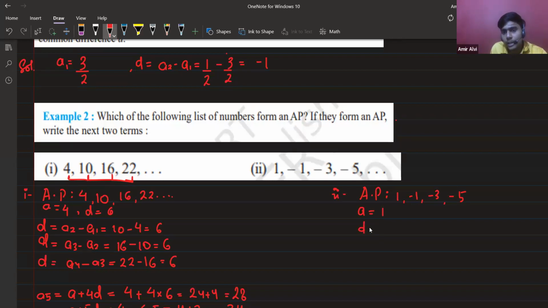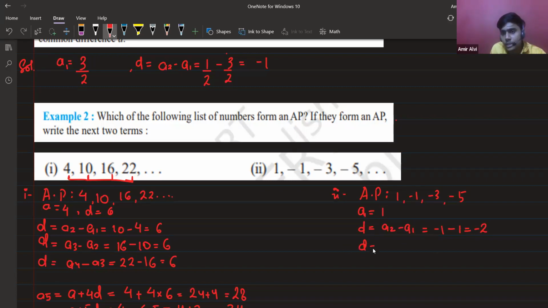Yes, sir. To find the value of D, A2 minus A1. What is the value of A2? Second term. -1. What is the value of A1? 1. So -2 is the common difference according to this pair.